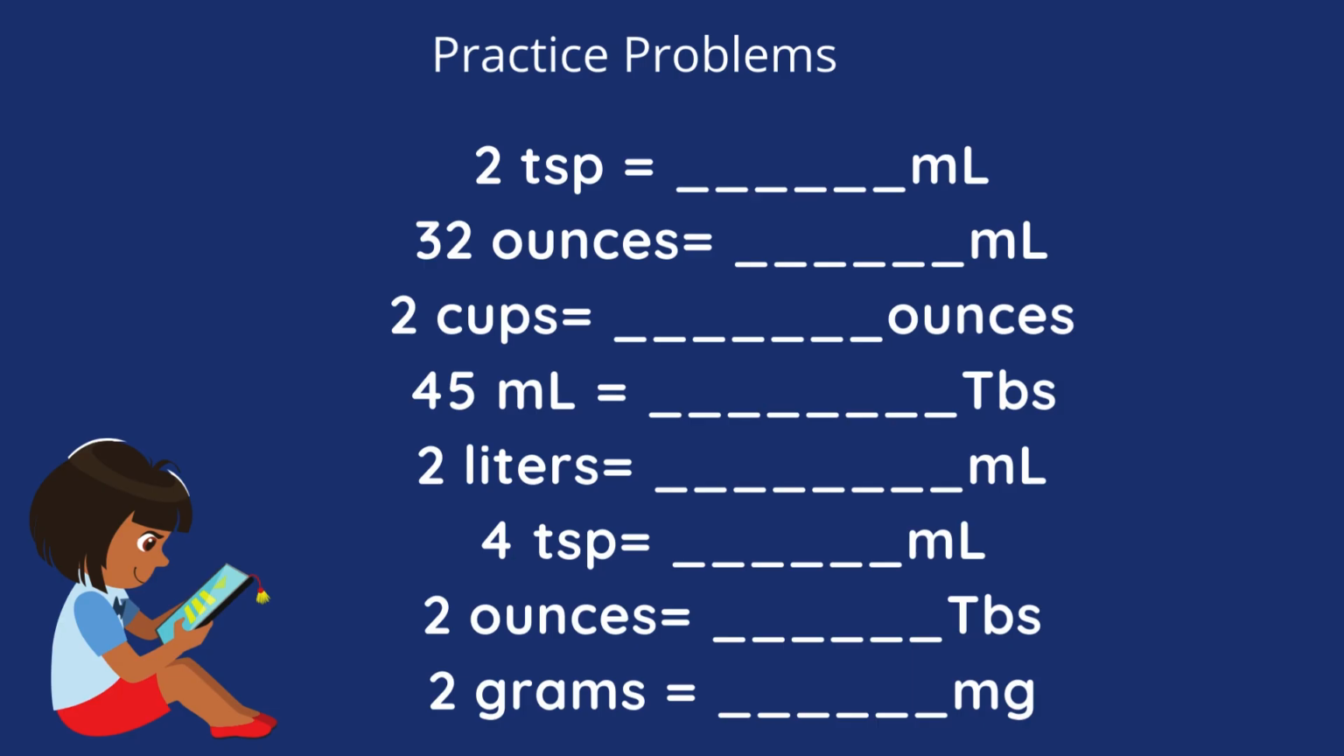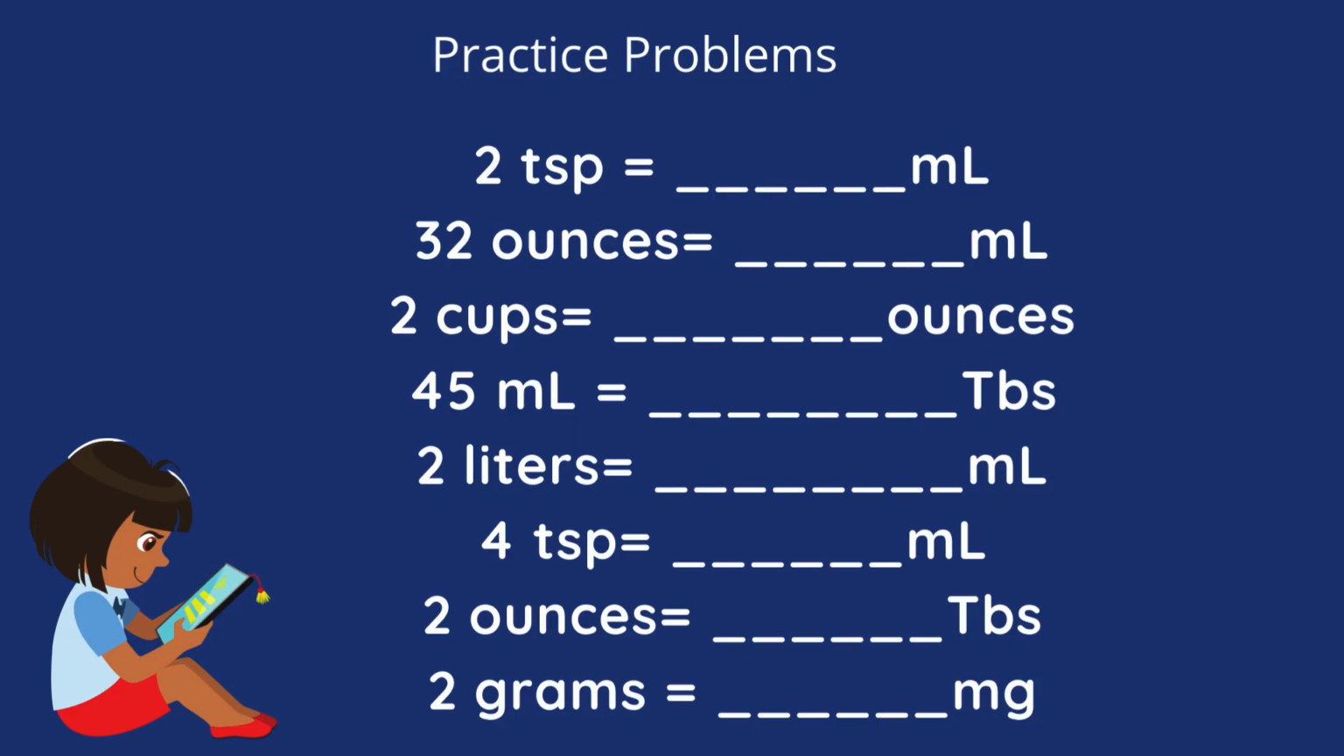4 teaspoons, and they want to know how many milliliters are in 4 teaspoons. We know that each teaspoon contains 5 milliliters. So 5 times the 4 would give us 20 milliliters. Or I can go 5 plus 5 is 10, plus 5 is 15, plus 5 is 20. Okay, you can do it either way.